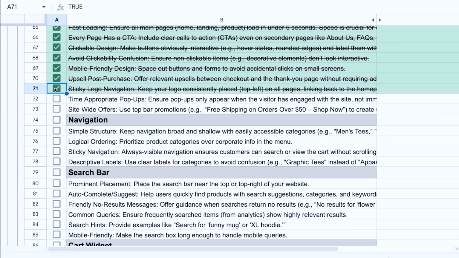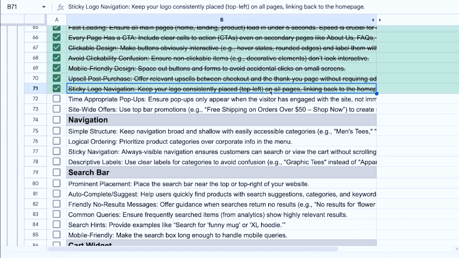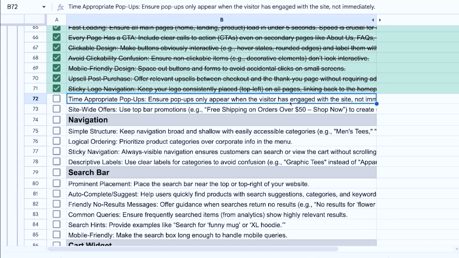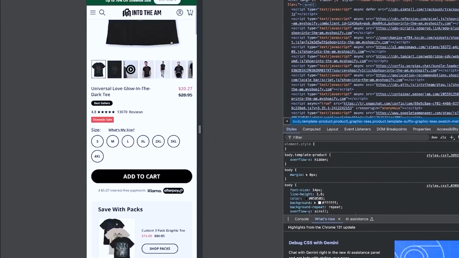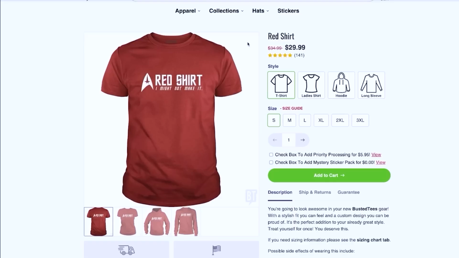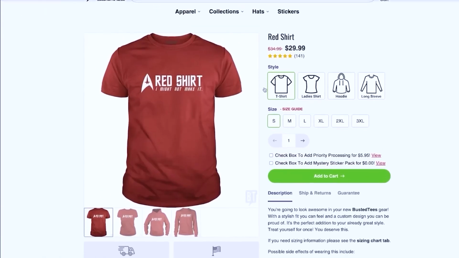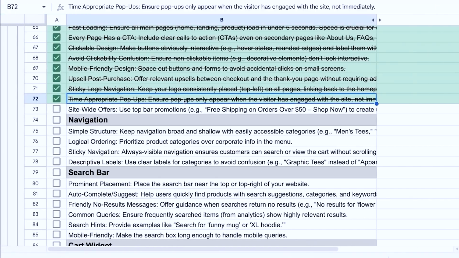Next, sticky logo navigation. Keep your logo consistently placed top left on all pages, linking back to the home page. Time appropriate pop-ups. Ensure that your pop-ups only appear when the visitor is engaged with the site, not immediately. So we want this to be either exit intent or second page load. The point is, your exit intent pop-up should not load the second that somebody hits your site. It should be after a short delay.